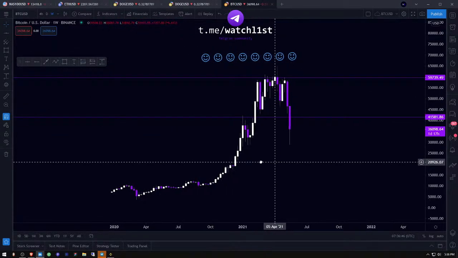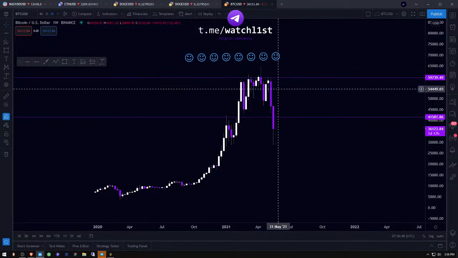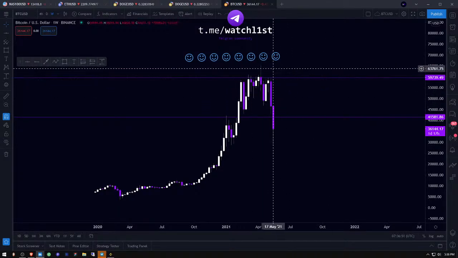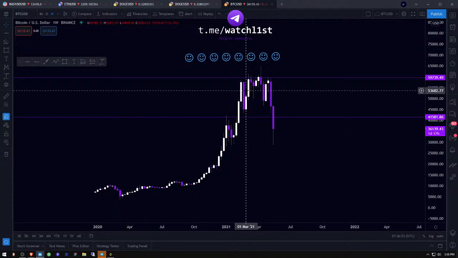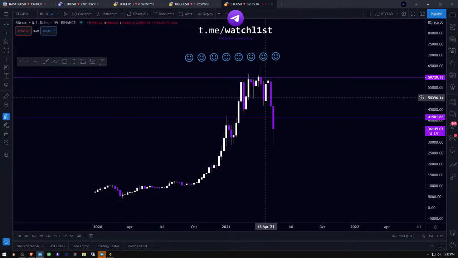So this means that this is definitely a price that will be a target for buyers in the long run. This also means that we have not yet found that bottom.